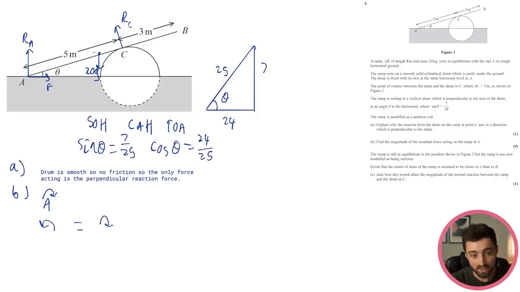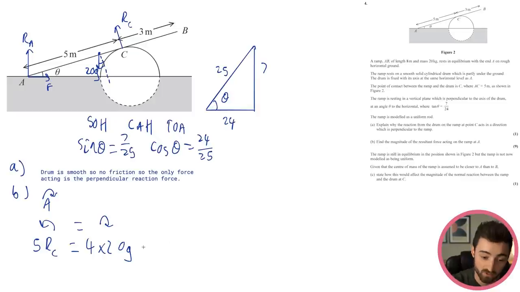So the moment from RC, well, it's going to be 5, which is the distance from A to RC, and then just times by RC. I don't need to do any resolving here because this RC is already completely perpendicular. Unlike this 20G. So it's 4 meters away because the center of the mass is 4 meters away. But then times by 20G, but I'm actually going to need to resolve it in that perpendicular direction. We know that this angle should be theta, and I need to go across the angle to get to that dotted line. So it's going to be 4 times 20G cos theta.